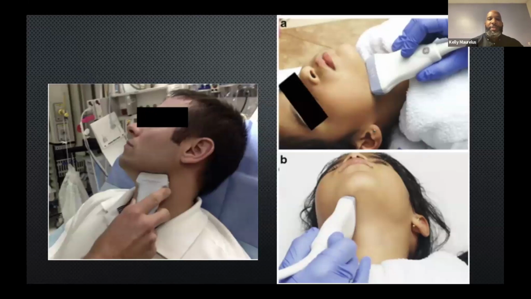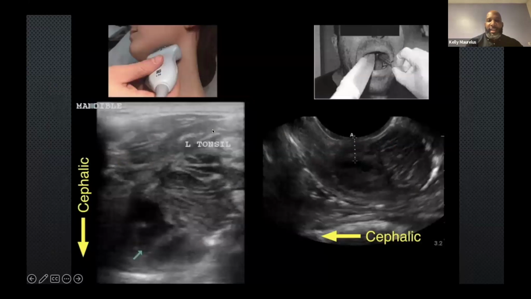Another approach that you can use, especially in patients who have trismus, because these patients will have decreased ability to open the mouth, is the extraoral approach. On the left-hand side of the screen, you have your linear probe. You're going to go just below the submandibular area or the mandible, and you're going to aim your probe up towards the head. And this is what it looks like. You have your left-hand side of the screen.